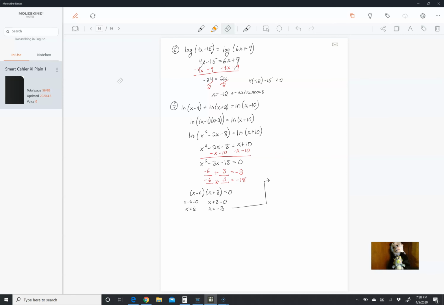We need to check for extraneous solutions. So we have to plug in. Here we have to plug in 6 to all of them. 6 minus 4 is greater than 0. 6 plus 2 is greater than 0. 6 plus 10 is greater than 0. So 6 is a solution. Now we're going to check the -3. -3 minus 4 is less than 0. So this is extraneous. Okay, so that's it for this one.